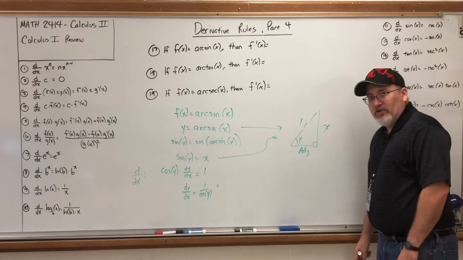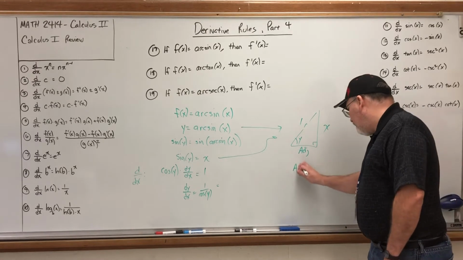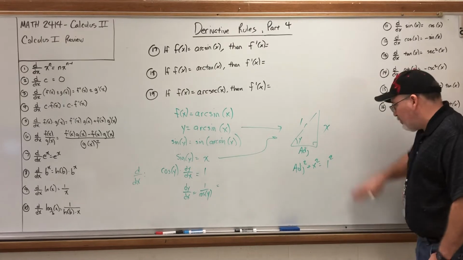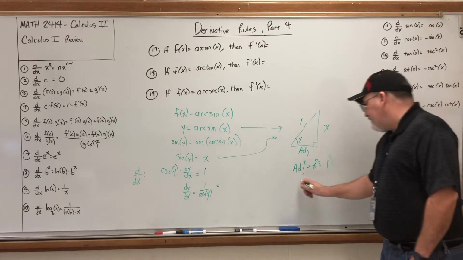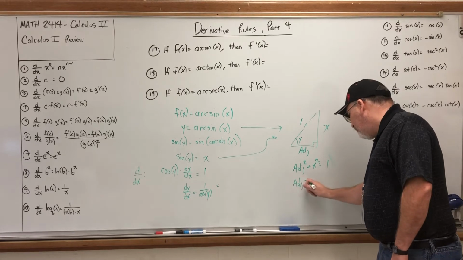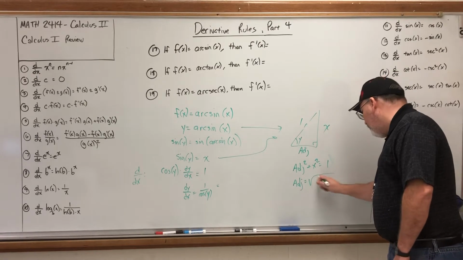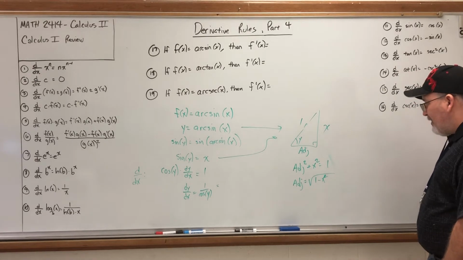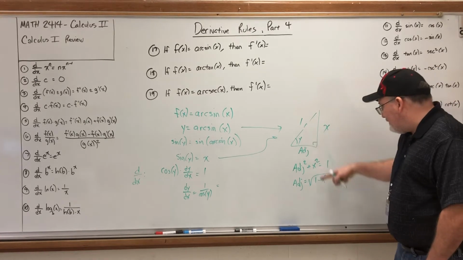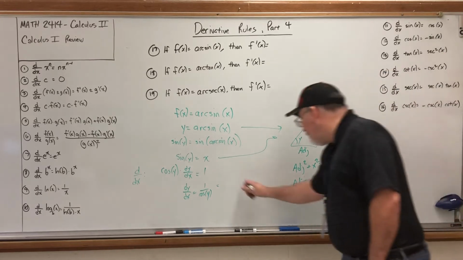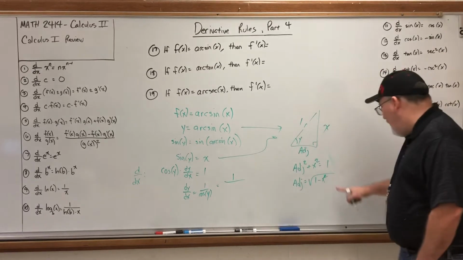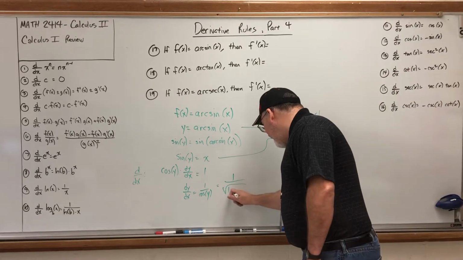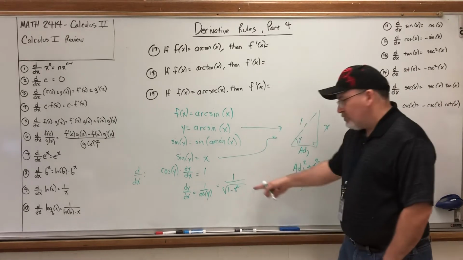I can with the little Pythagorean Theorem. Adjacent side squared plus x squared is equal to 1 squared. Well, 1 squared is 1. And if I solve this for the adjacent side without dragging through the algebra, it's going to be the square root of 1 minus x squared. Which means I now know what the cosine of y is. The cosine of y is this over 1, which is just this. And we have the derivative of arc sine of x in terms of x.